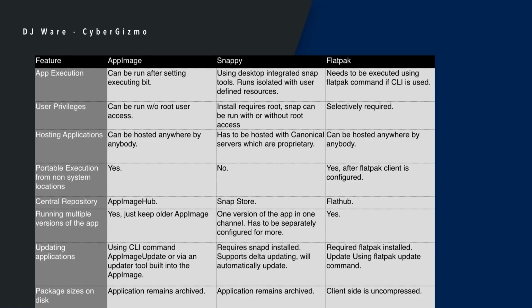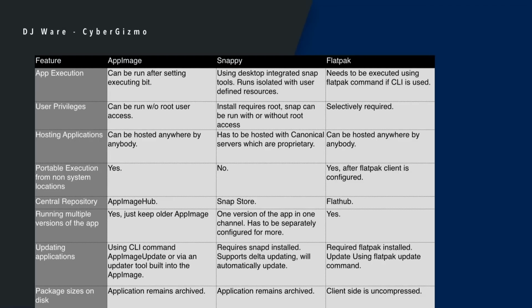Package shows the packaging size on disk. AppImages remains archived. So the application remains archived. It doesn't unpack anything. So the size of the application is the size of the AppImage. Snappy application remains archived as well. Same thing. It remains whatever it was when you downloaded it. Flatpaks unpack. They uncompress on the client side once they install.